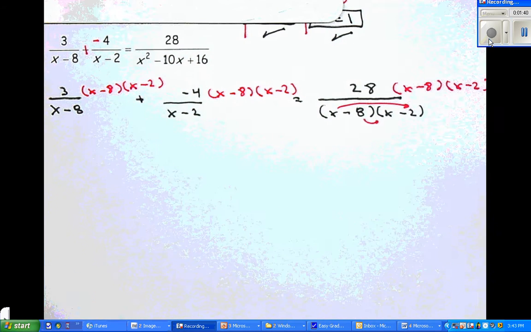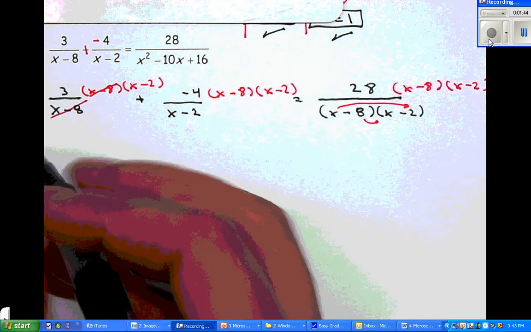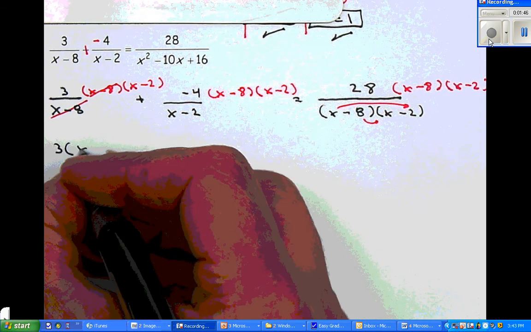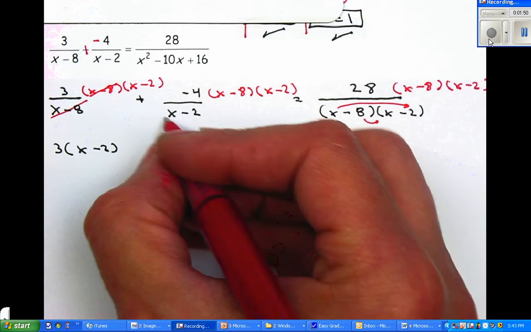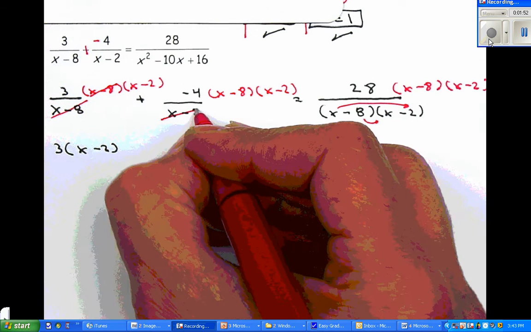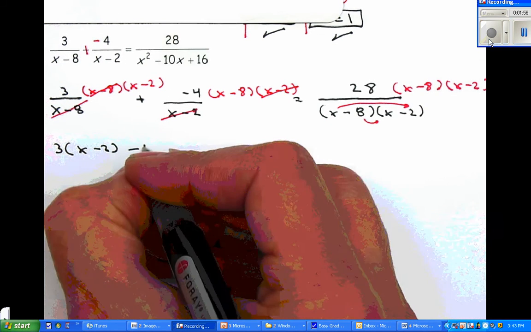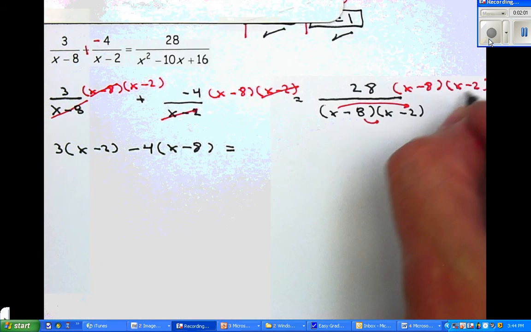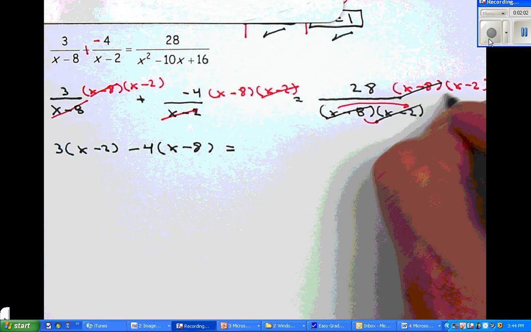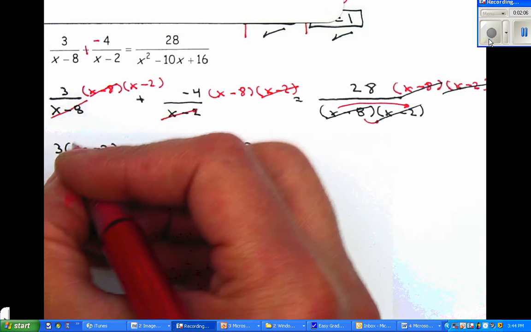So on the first fraction, that x minus 8 cancels. We end up with 3 times x minus 2. On the second fraction, we cancel those two. Then we have negative 4 times x minus 8. And on the third fraction, they both cancel. So we just have 28. Now we just have a simple equation.